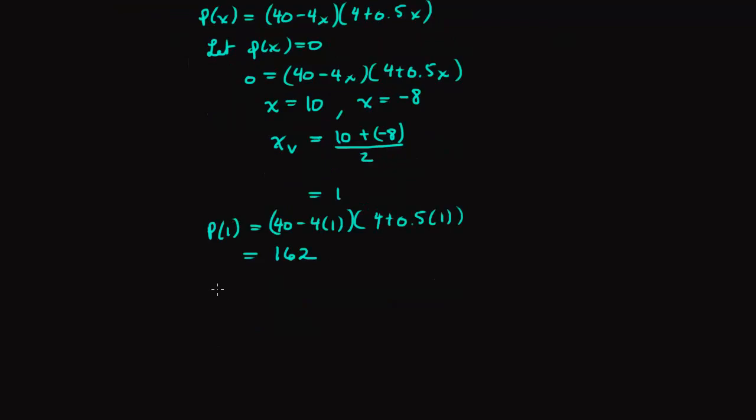So let's figure out what this information means. We've got that the vertex is (1, 162), and the second coordinate represents the maximum profit. Now let's think about what x means. X is the number of price increases. Since we have one price increase, and our original price was $10 and we have one 50-cent price increase, our price per unit is going to be $10.50.